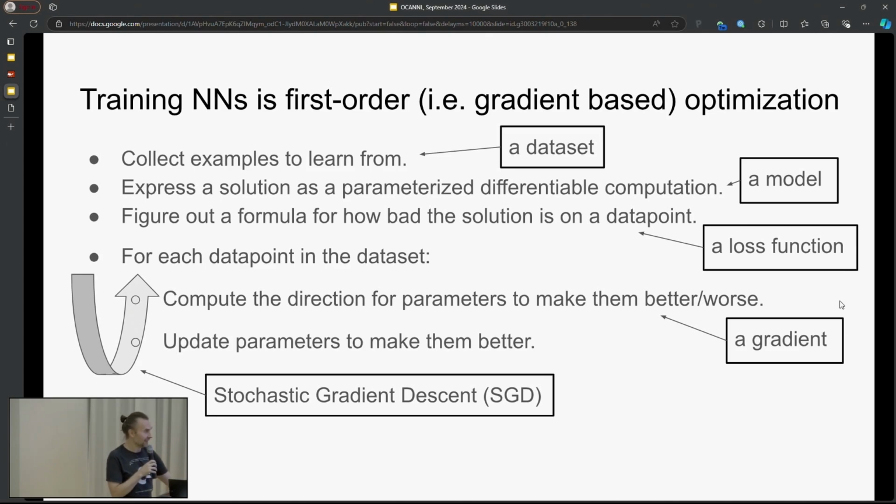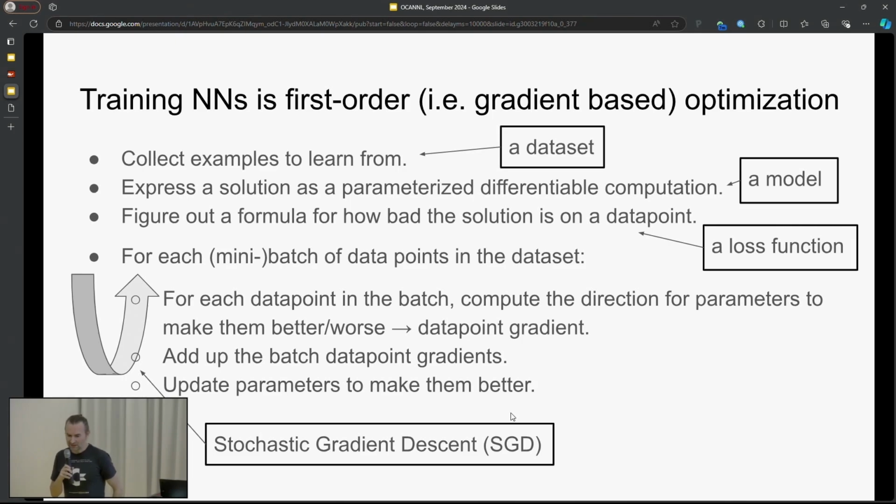And then there is the training loop. We need to figure out what's, for a particular point from the data set, the direction that we can take the parameters to improve on that data point. And then we need to somehow make the parameters better, knowing about that direction. And this approach to optimization or training is called stochastic gradient descent.